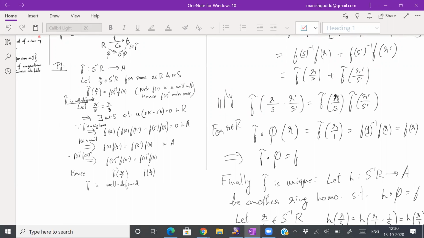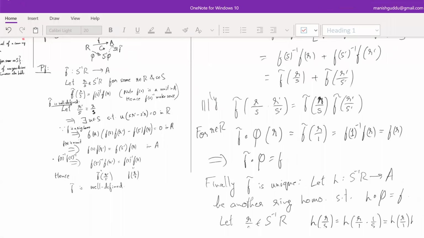So we'll stop here, but next time we will see this universal property more carefully and see some applications of that. Are there any questions? Okay, if there are no questions, we'll meet on Thursday.